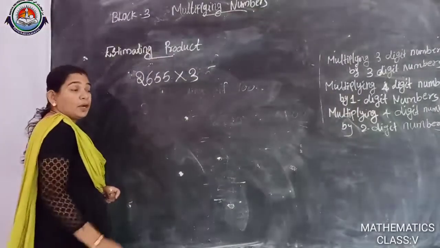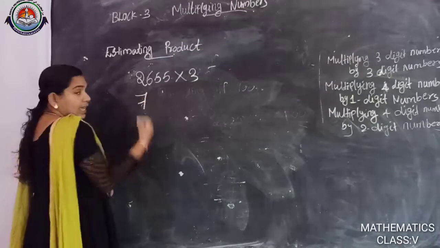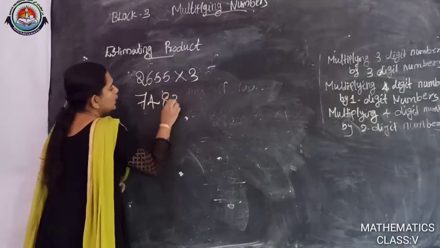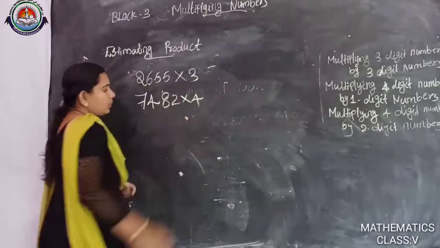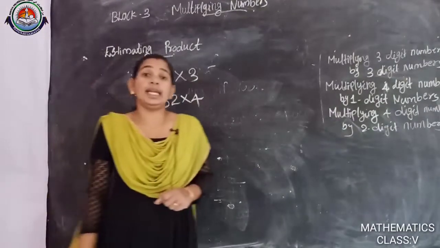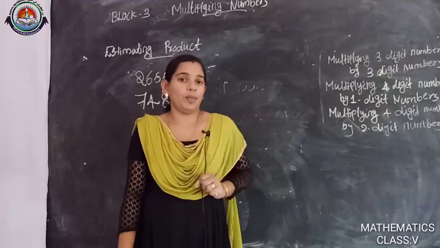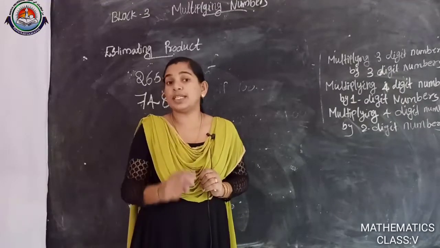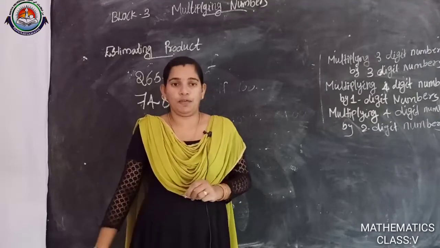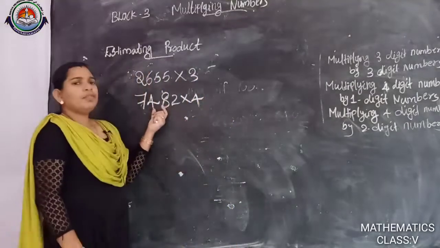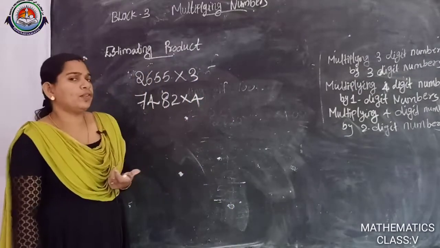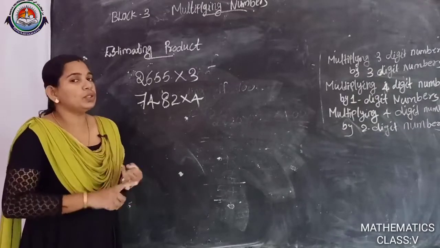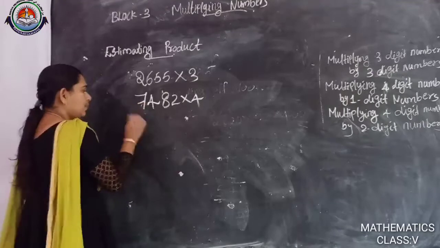Find the estimating product of 7482 into 4. Then what do we want to do first? Yes, first we want to round off the number. Here we can round off to the nearest 100 and the nearest ten; rounding off to 1000 we can also do. So first we want to do rounding off tens.